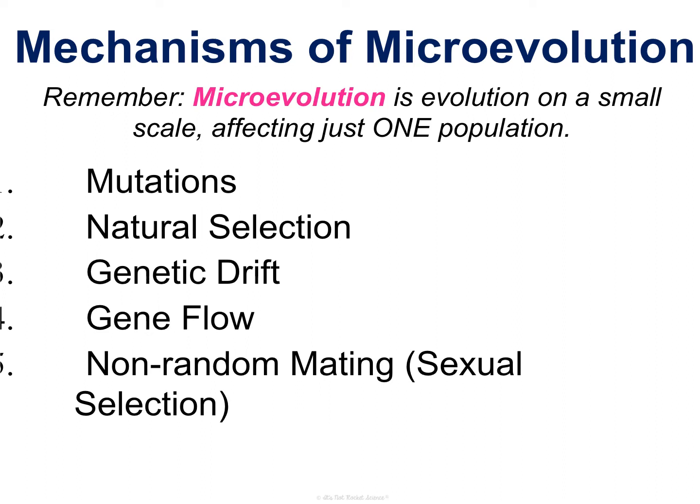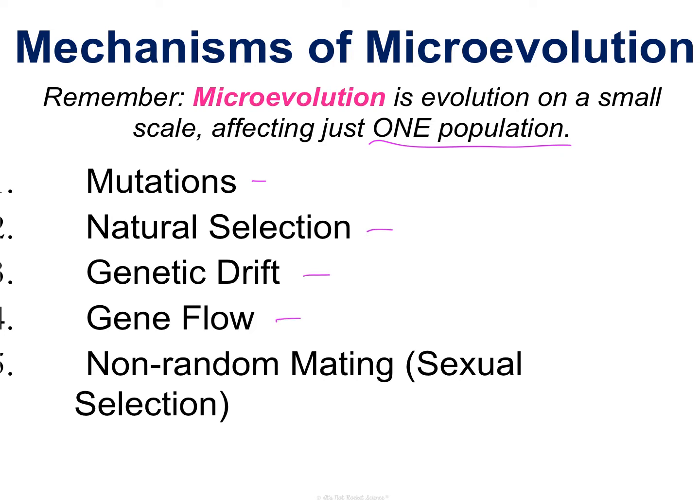Remember I said earlier that there are two different types of evolution, microevolution and macroevolution. Remember that microevolution is on a small scale. It's just affecting one population, one set of creatures. This happens through a mutation process in the overall DNA, the genetic genome of that population. We can also go through natural selection, genetic drift.